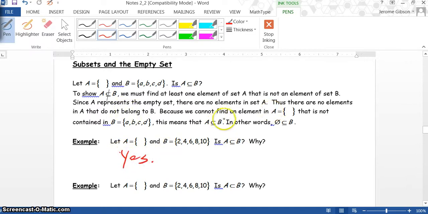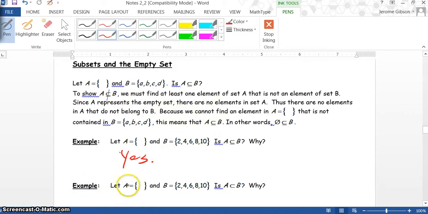Now, what you can do in your notes, you could just rewrite what you have up here because basically this is the same as this example. So basically everything in here except for B, you have to write 2, 4, 6, 8, 10 instead of A, B, C, D. It's the same exact answer you would give for this example. So you can pause it and then write this out.